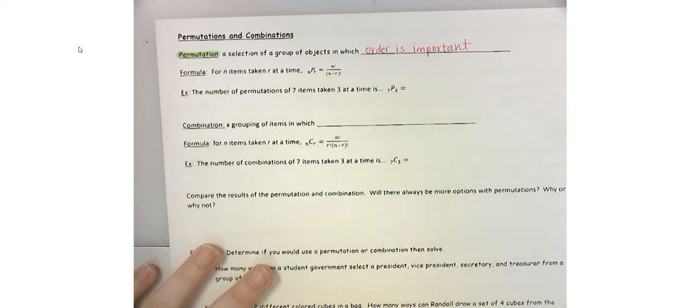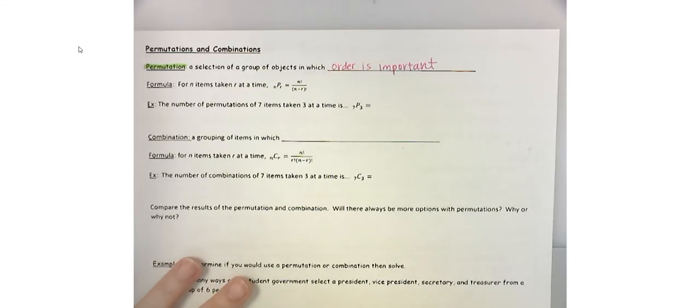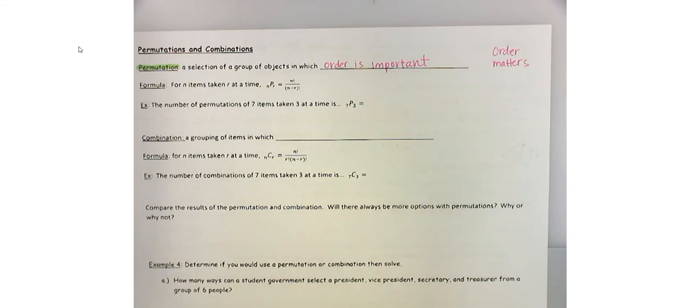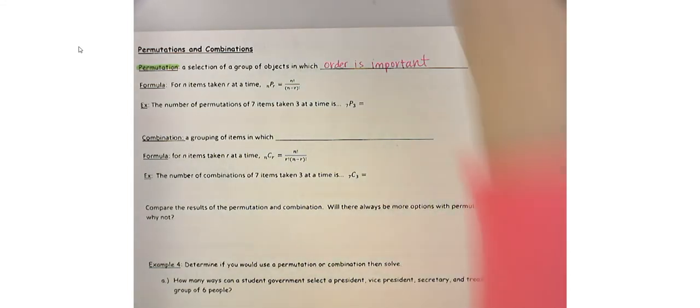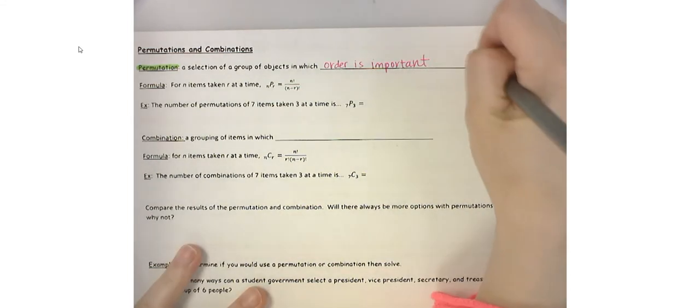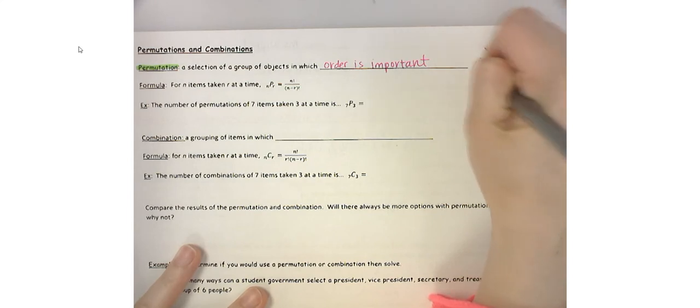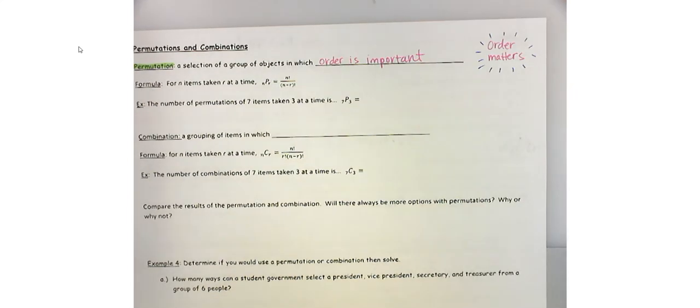Okay, and as we go through some of the examples, you're going to see different situations that arise where your order is going to matter. Okay, for instance, if you're picking different positions. So if I just wanted a group of 4 of you and you didn't have any special titles, the order wouldn't matter. But if I wanted a group of 4 of you and wanted to make you president, vice president, secretary, treasurer, then the order would matter.